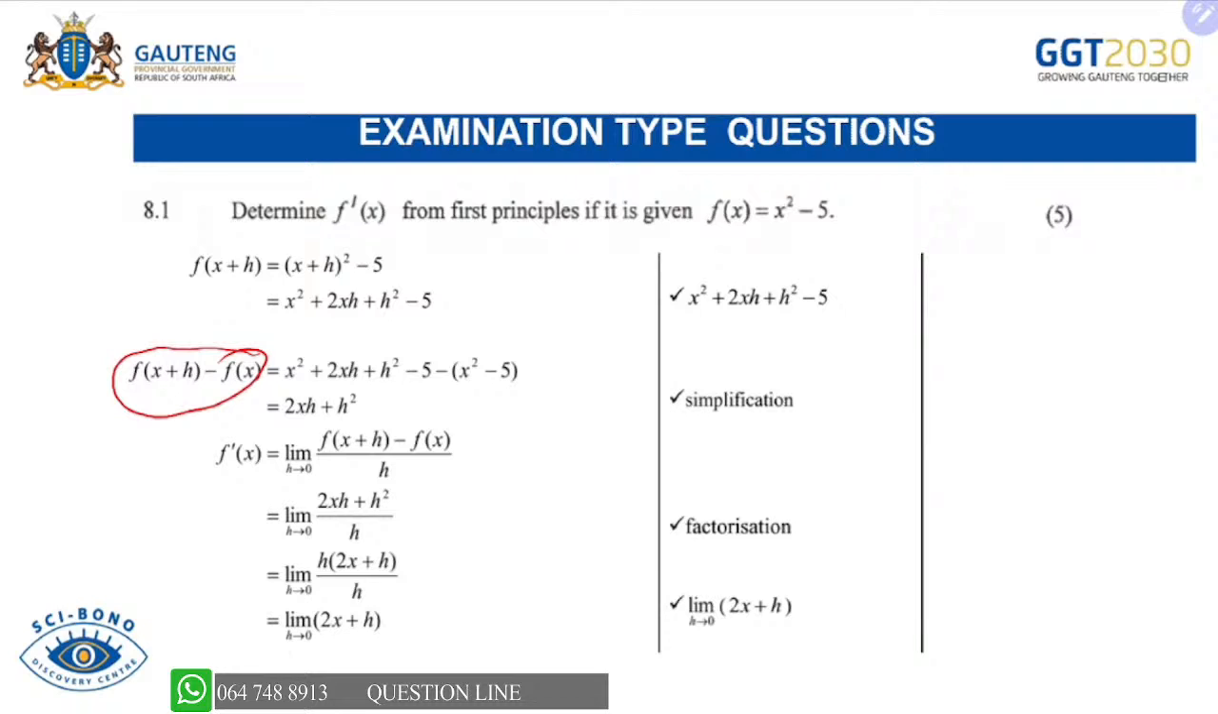We then factorize our h, common factor, they will cancel each other there. Then we are left with the limit as h approaches 0 of 2x plus h, and then we will get our derivative as 2x. You are able to see how the 5 marks are distributed there. It was 5 marks. I hope you enjoyed doing that one.